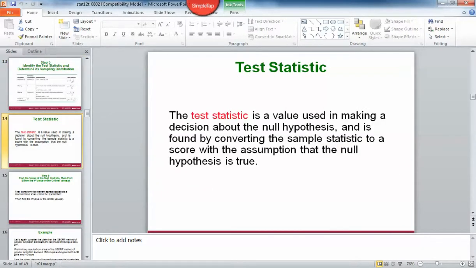So what is a test statistic? The test statistic is a value used in making a decision about the null hypothesis, and is found by converting the sample statistic to a score with the assumption that the null hypothesis is true. It's basically just the statistic that's going to help us figure out: do we reject the null hypothesis, or do we fail to reject the null hypothesis?